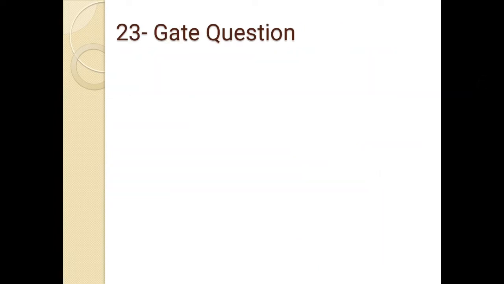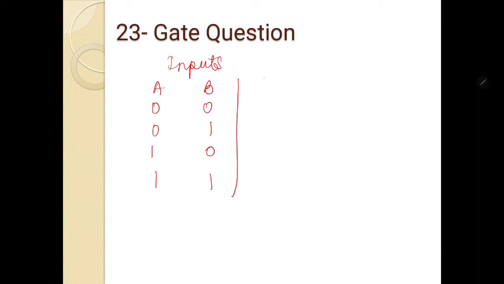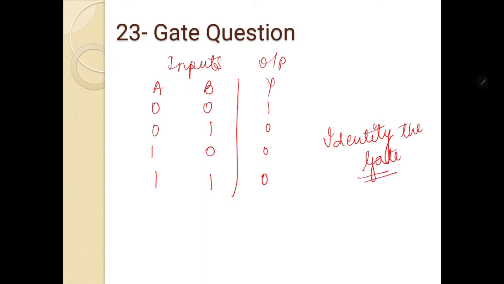The 23rd question was a gate question. The inputs given were A, B for 0, 0, 0, 1, 1, 0, 1, 1. The output was 1, 0, 0, 0. Identify the given gate. The gate is the NOR gate. So this was the question.